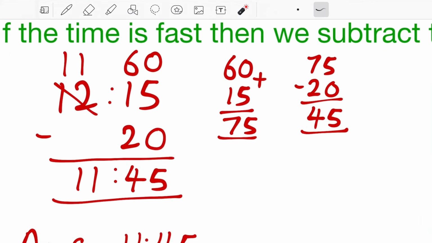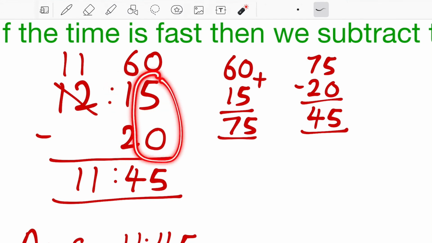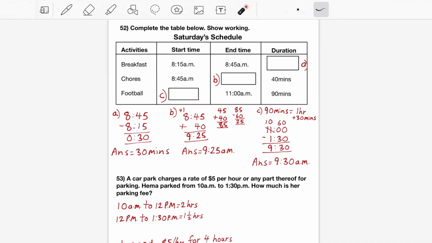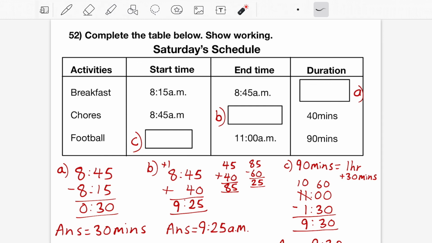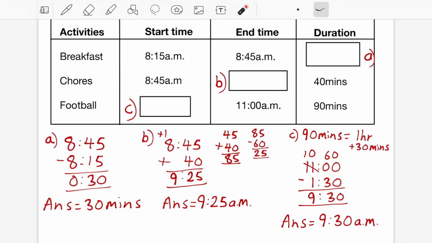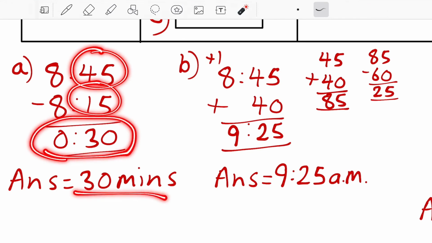So notice we subtracted the whole minutes number by this entire minutes number, not one digit at a time. We need to complete the schedule. So 8:15 to 8:45 is how much time? So what we need to do is say end time take away start time to get the duration or elapsed time. 45 take away 15 is 30, so that's easy, 30 minutes.